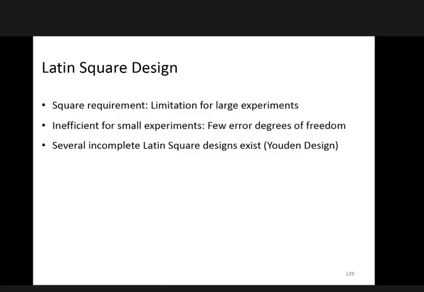Doctor, how few or how small is it considered to be small, and how large is the experiment considered to be large? Any experiment with three or four treatments will be considered small, and for large, anything from 10 treatments upward will be considered large, but that is large in relation to the field experiment.